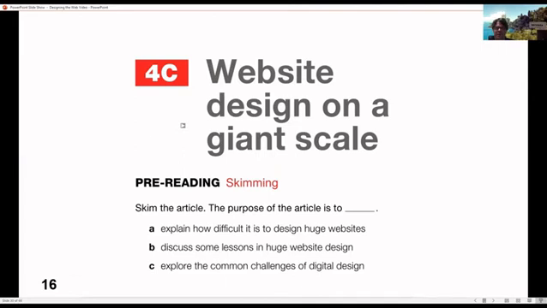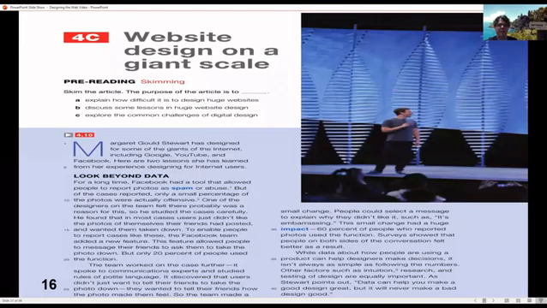The purpose of this article is to discuss some lessons in huge, very big, giant website design. That's why I said, and sometimes just the title can help. All right, let's get to the article. Here it is. I'm only showing one page here.